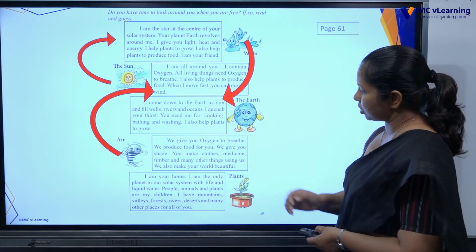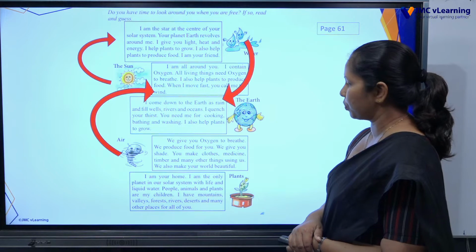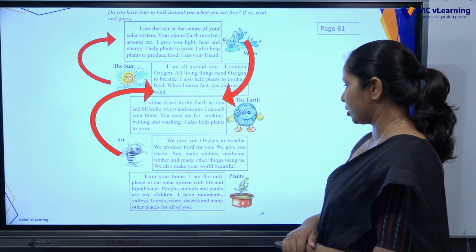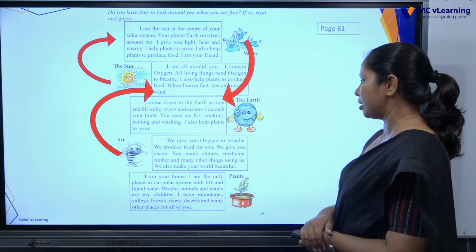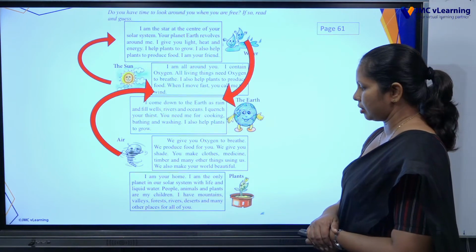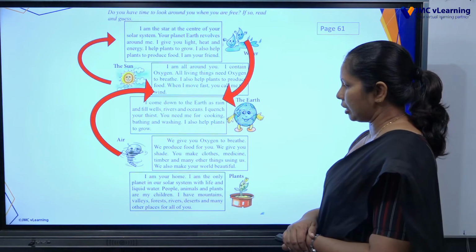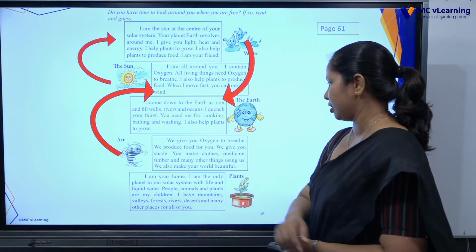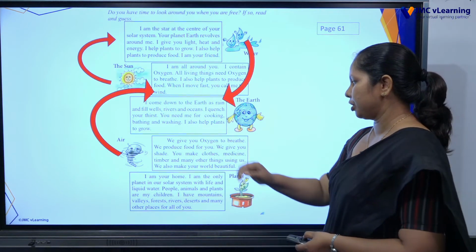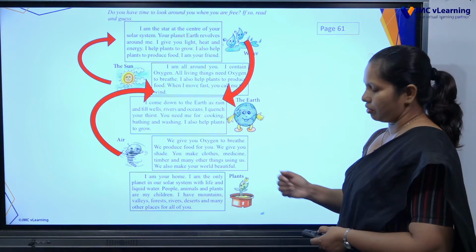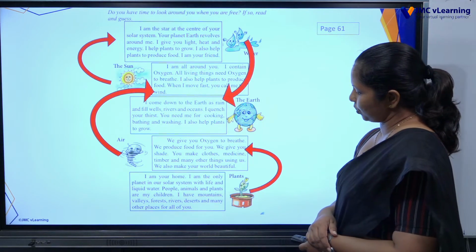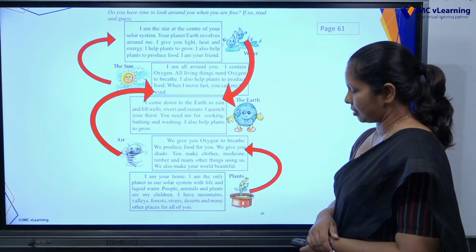We give you oxygen to breathe. We produce food for you. We give you shade. You make clothes, medicine, timber and many other things used in us. We also make your world beautiful. So, speaking about shade or speaking about food, you know we get them from the plants. So, the answer is plants.